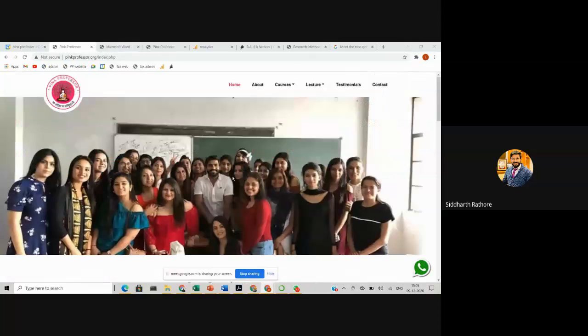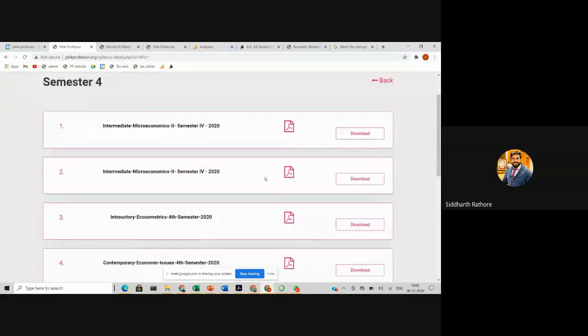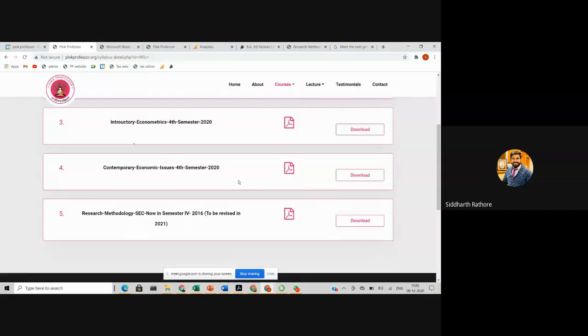Now, for your papers, what you can do is go to my website and find the syllabus here. If you go to courses and econ syllabus, you can find it in semester 4. So semester 4, all of your papers are mentioned here. One of these is contemporary economic issues. Do mind that this is the 2020 syllabus. The 2021 syllabus will be updated. So whatever changes happen, I will let you know.